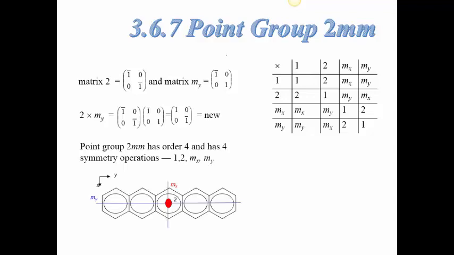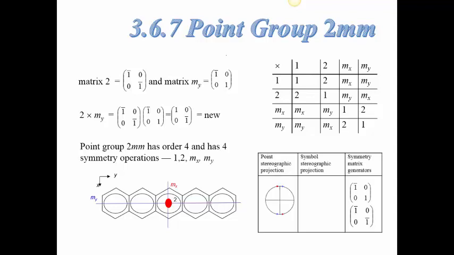And here's an example of pentacene, which has a twofold and 2 mirrors. And here we have the point stereographic projection. Again, this will tell us you have 4 elements. So here's our 4 elements.